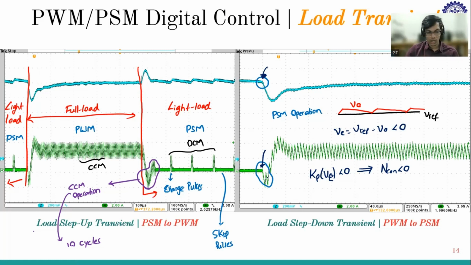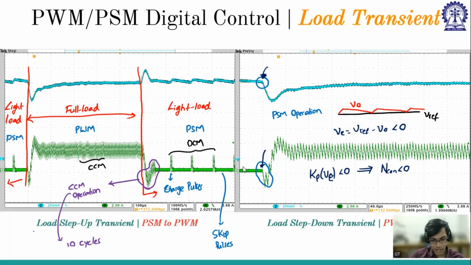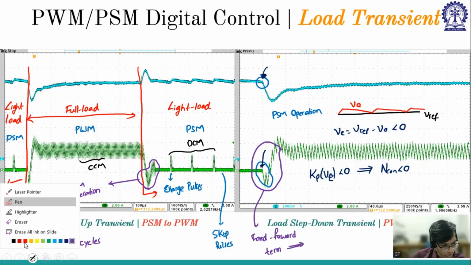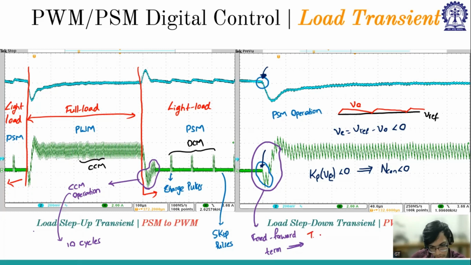So this is one issue, because it is degrading the transient performance. So how can it be improved? One way is to provide some feed forward term here. So whenever there is a load transient, one way is to provide some feed forward term, to make the Ncon positive.